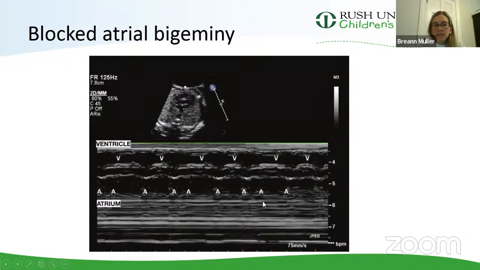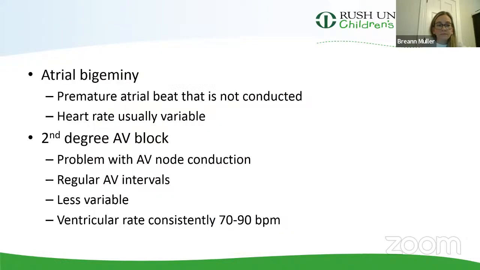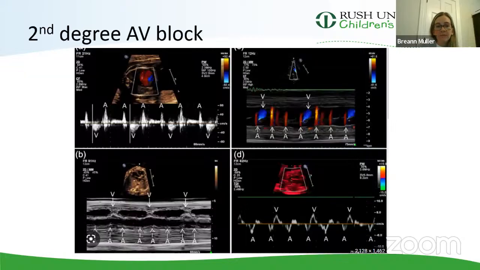So with the blocked atrial bigeminy, the fetal heart rate's usually less consistent, I have found. As opposed to second degree AV blocks, where you'll have very regular AV intervals and less variability in the fetal heart rate. But the fetal heart rates are about the same, usually between 70 to 90.